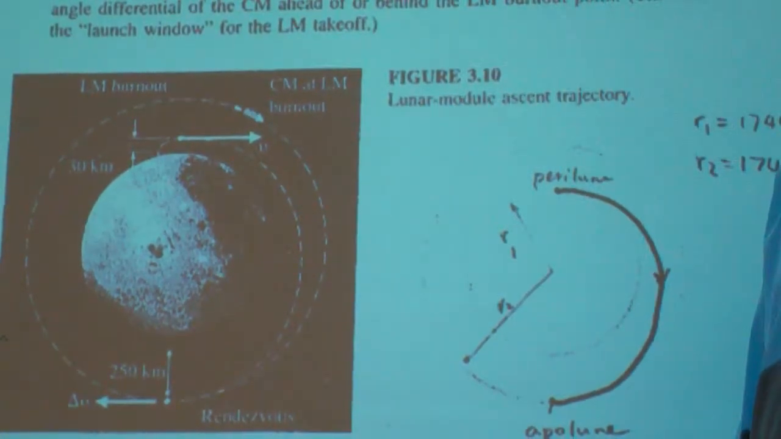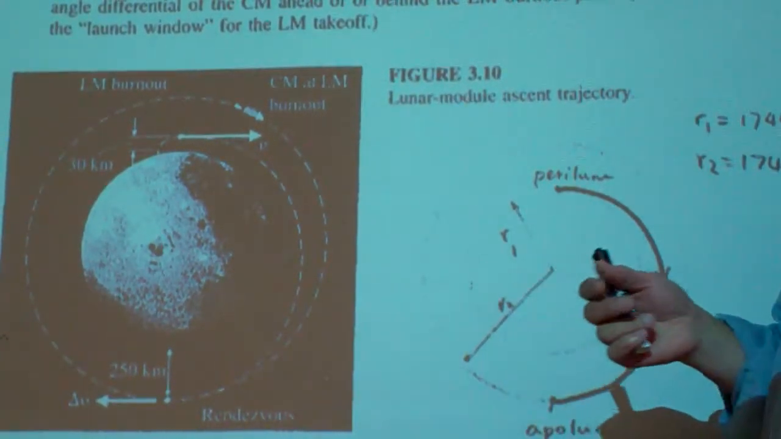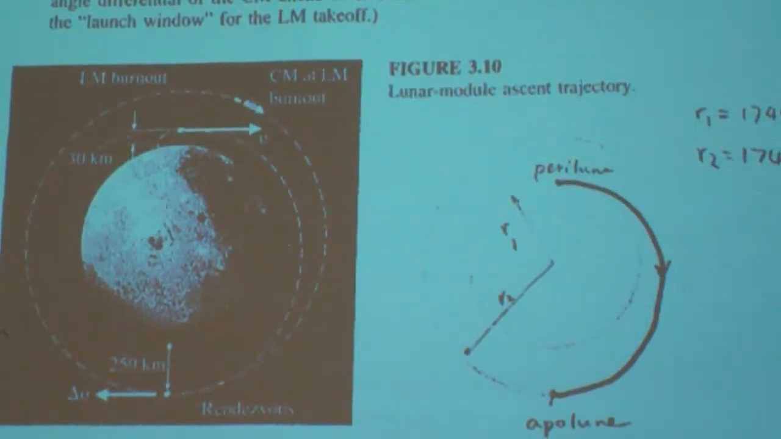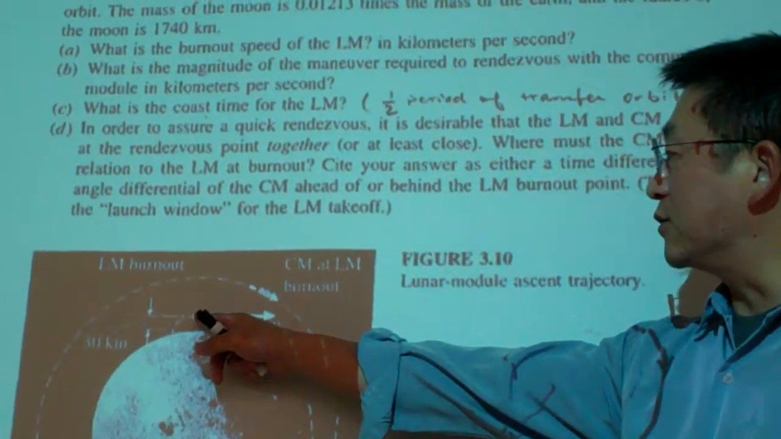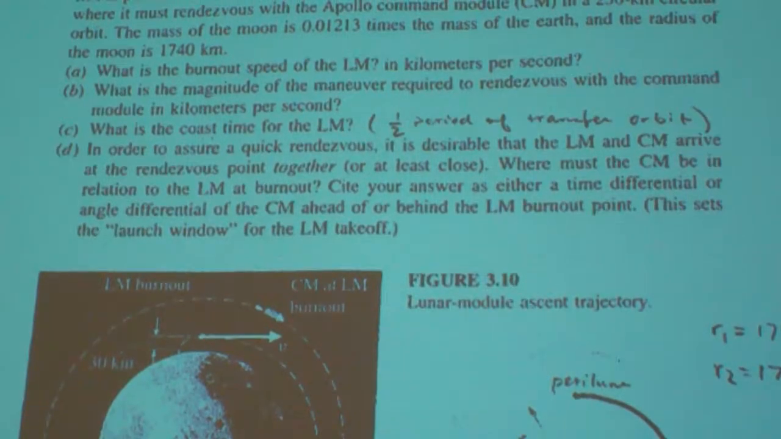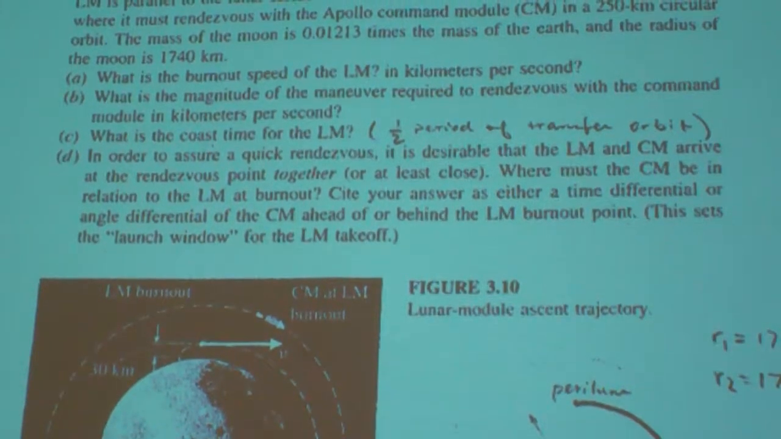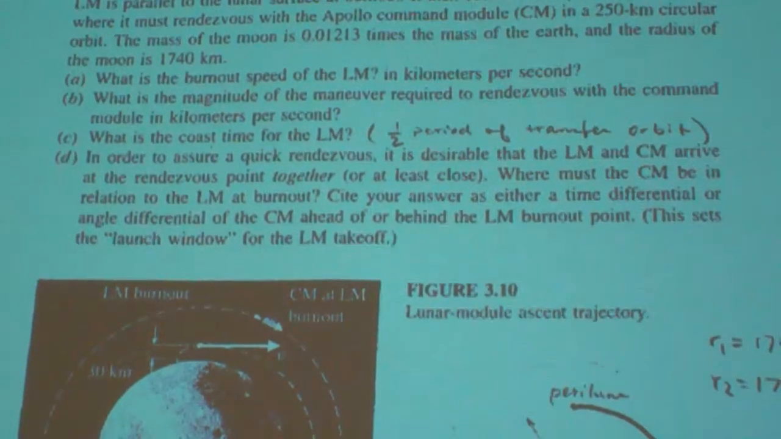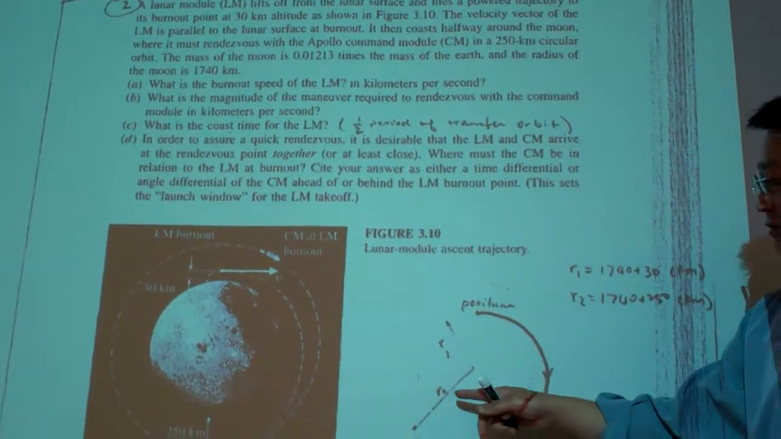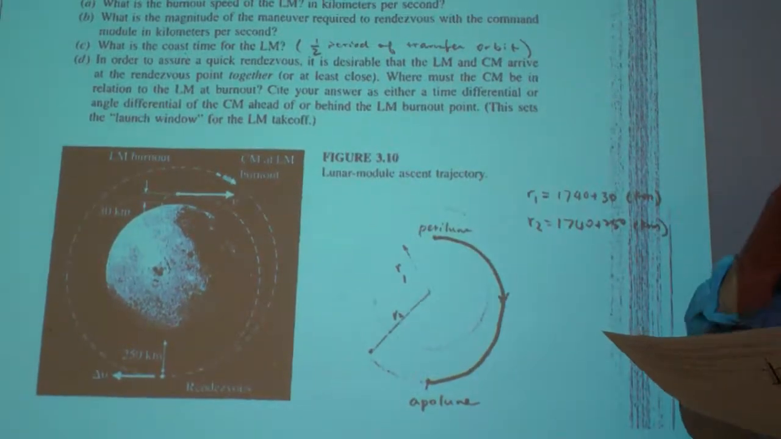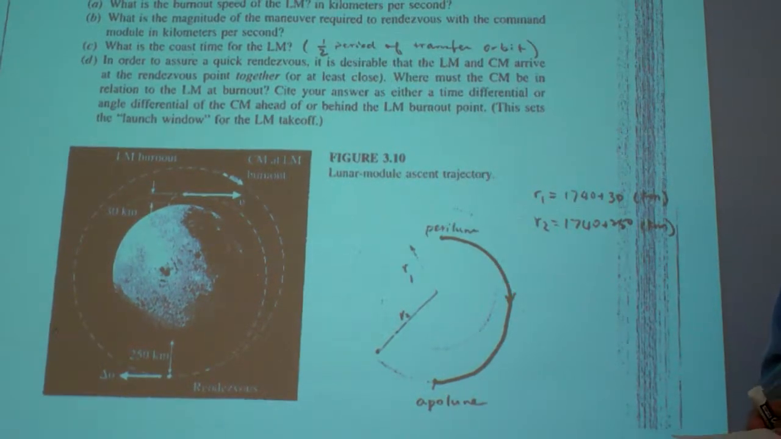For this problem we want to answer these questions. The first one: what is the burnout speed of the LM? LM is the lunar module here. The burnout speed is here, and we can calculate that based upon the information. Here I simplified the problem statement into these figures, and I believe there is a copy on the handouts here.